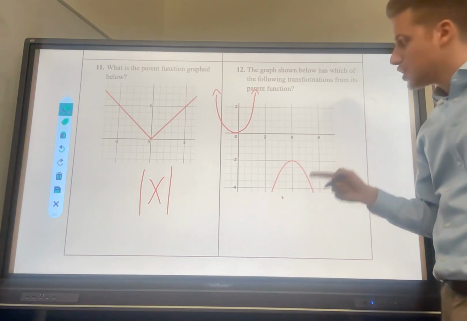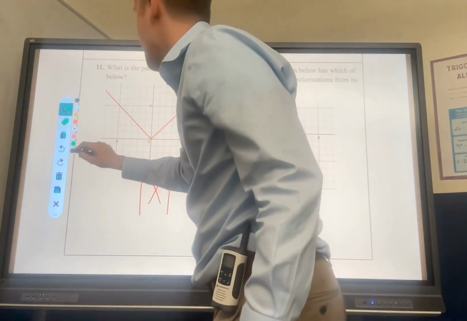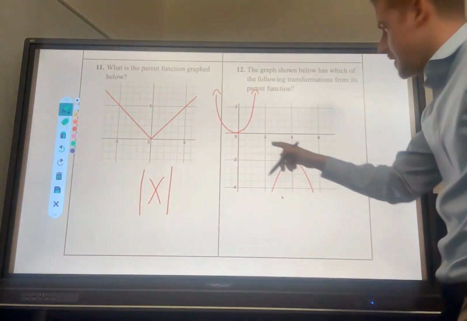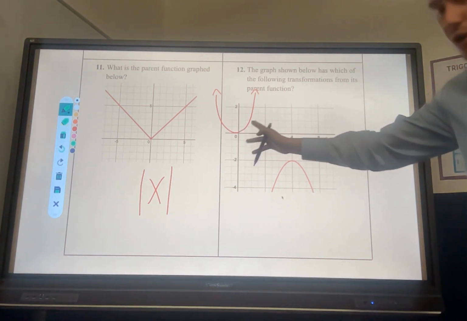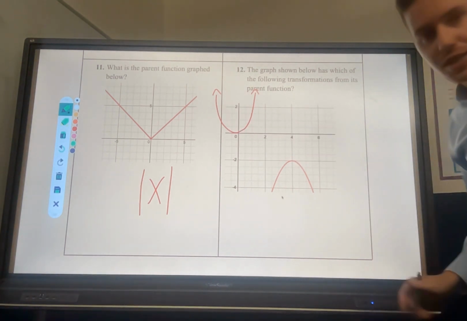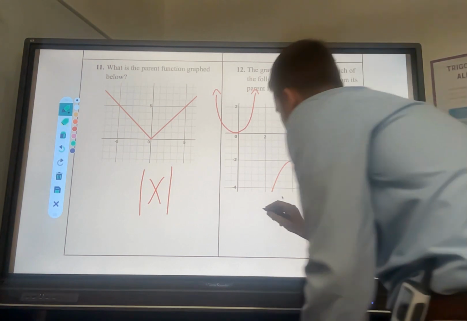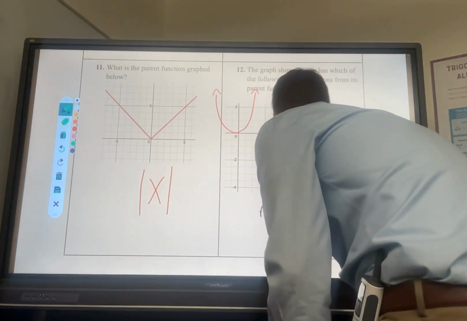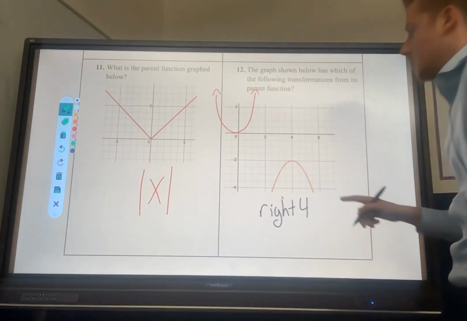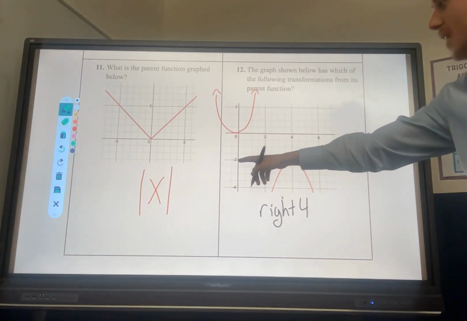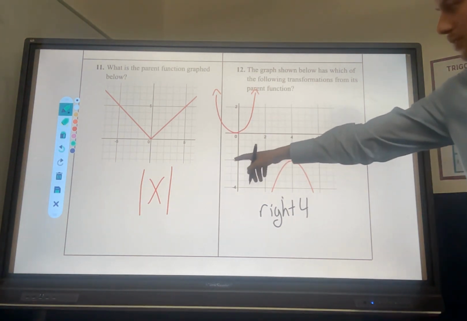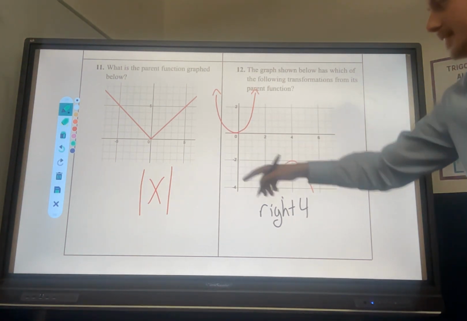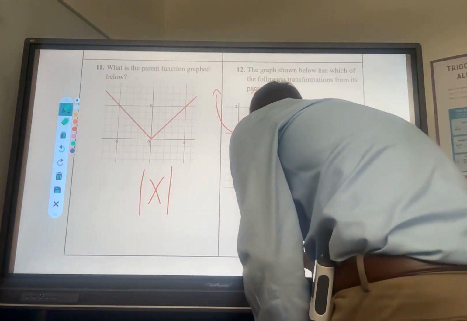And so it's asking us what those shifts are. Well, the first shift that I'm seeing is that it is moving, starting at 0, and it's moving over 4 places to the right. So notice it's shifted right 4. Notice that it's now shifted down 2. The parabola is starting at -2, so it's down 2.